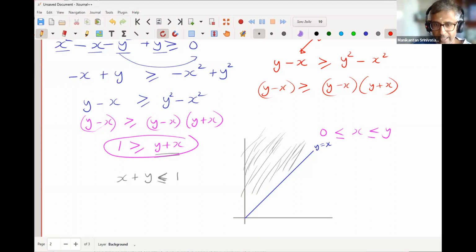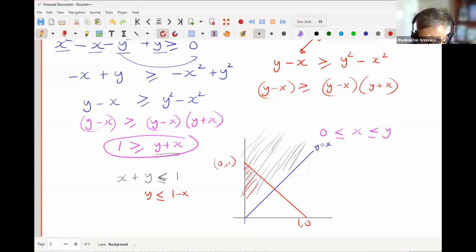So x plus y less than 1 means what? What will the line x plus y equal to 1 be? x plus y equal to 1 will be like this. It passes through 1, 0 and 0, 1. Now, which means y is less than or equal to 1 minus x, which means y should be only in this belt. Right?